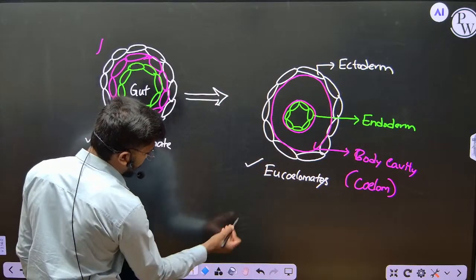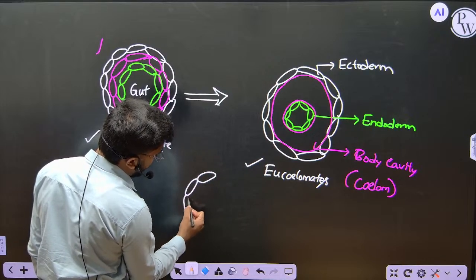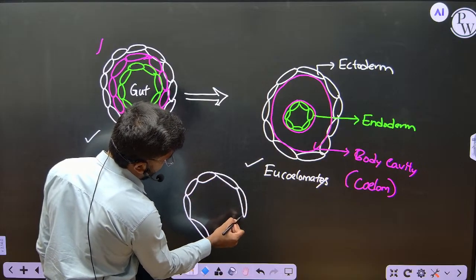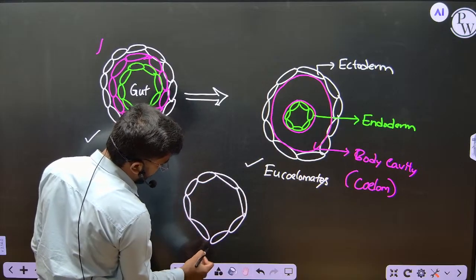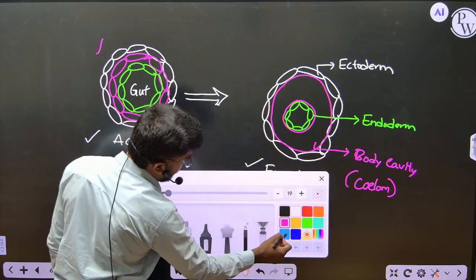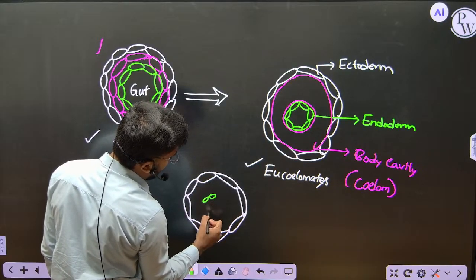Let me draw here itself. This is the outer layer. All of us know what the layer is? Ectoderm. And this is the inner layer. What is the name of the inner layer? Endoderm.